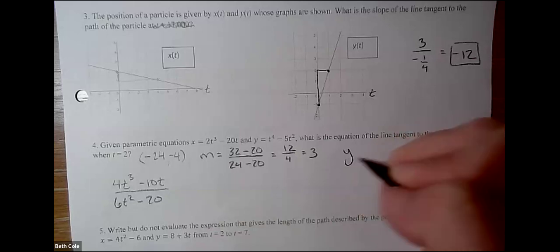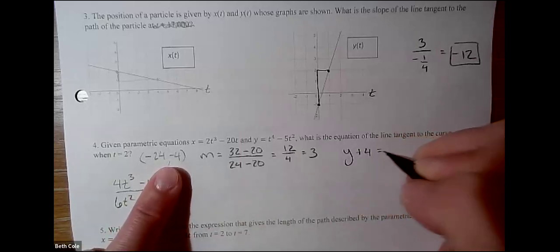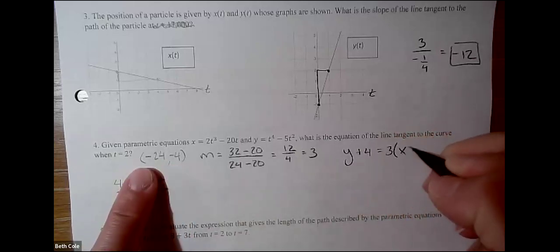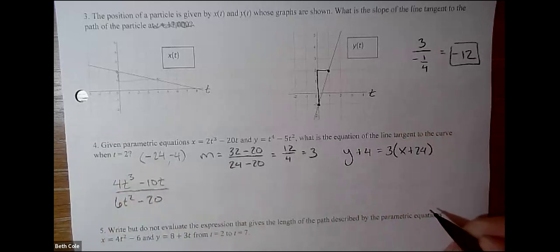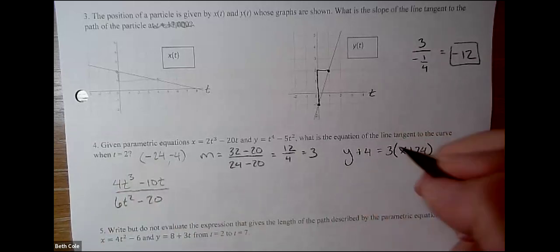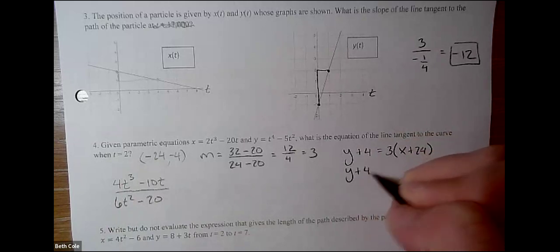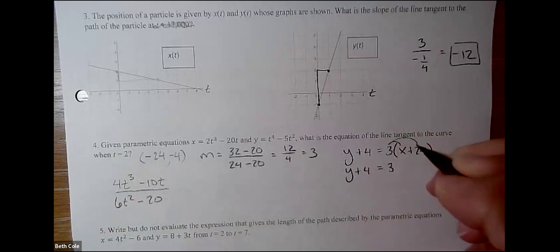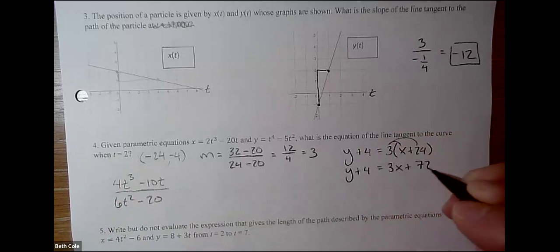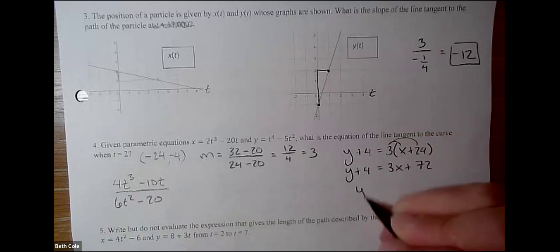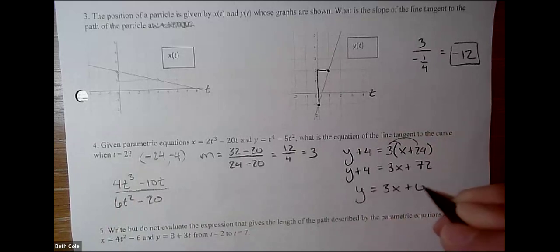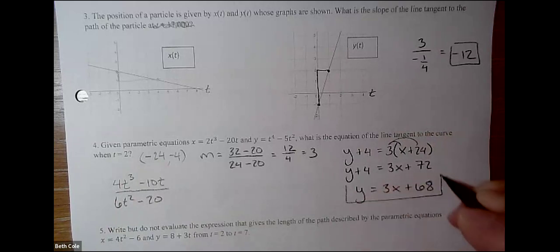And then setting up our equation, it's going to be y plus 4 equals 3, parentheses, x plus 24. On the test, they do not leave it like that. They're going to go ahead and put it into y equals mx plus b form. So we're going to distribute our 3. This will be 3x plus 72. And then subtract over the 4. So it'll be 3x plus 68.